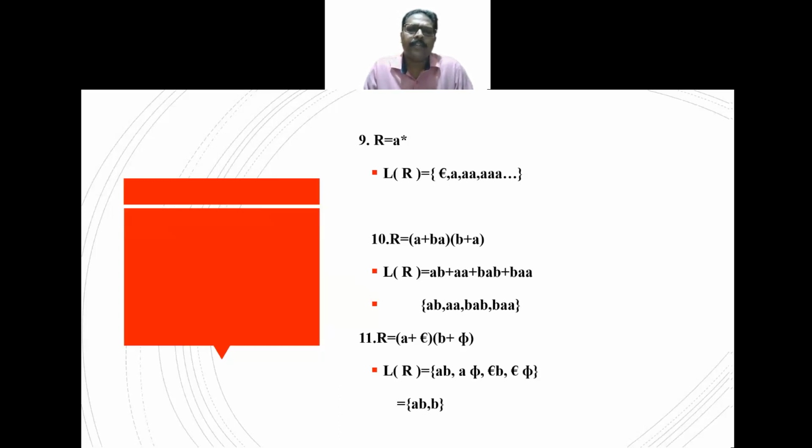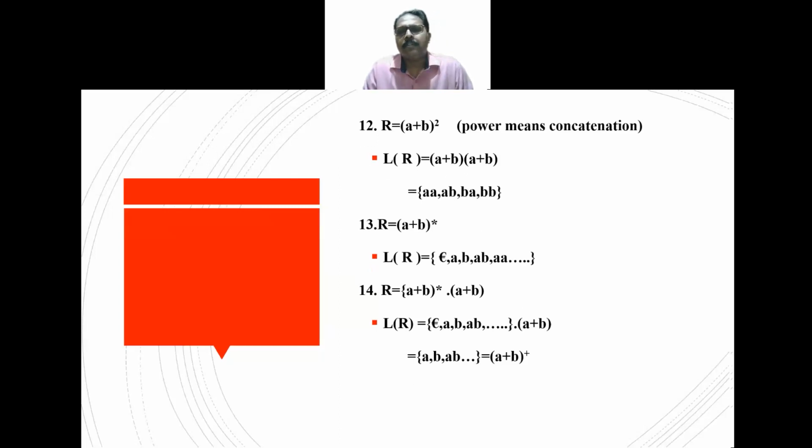Expand the expression: AB plus AA plus BAB plus BAA. Then there are four elements AB, AA, BAB and BAA, and the language over that regular expression is the set {AB, AA, BAB, BAA}. Move to the next example, R equal to (A plus epsilon) into (B plus null set). Similarly, expand it and reduce, we get the elements {AB, B}.